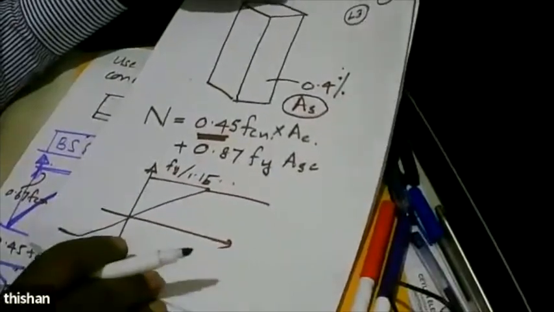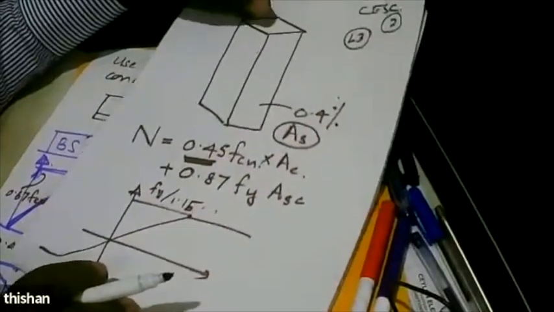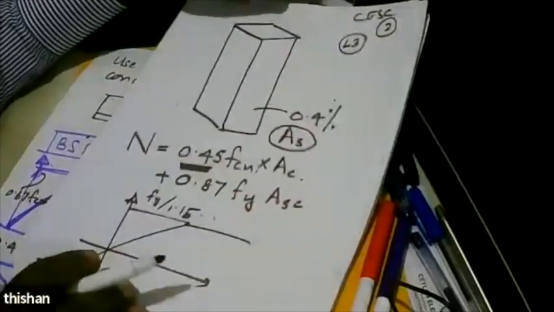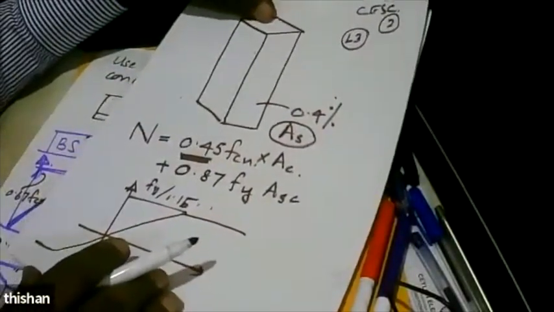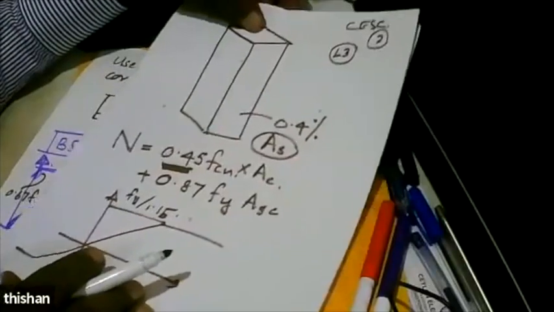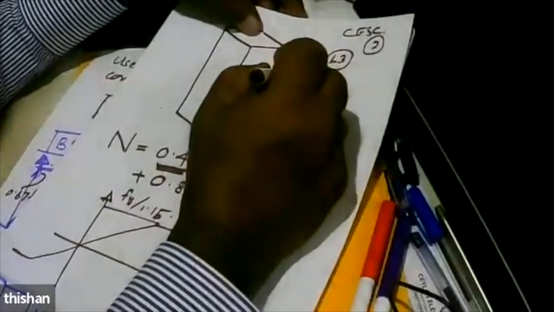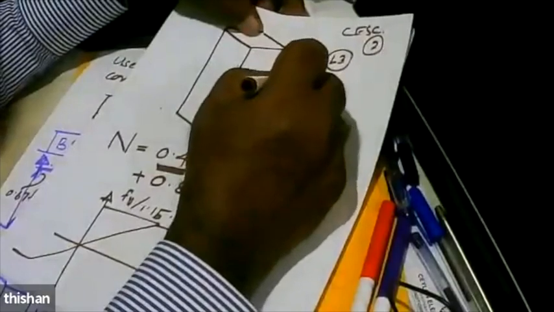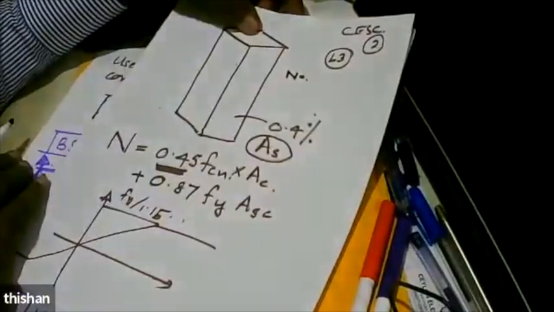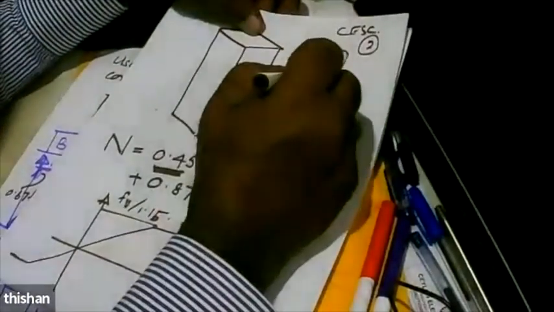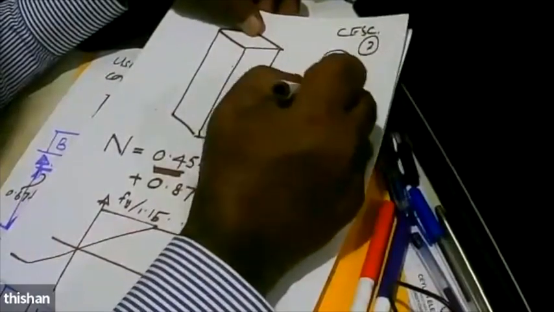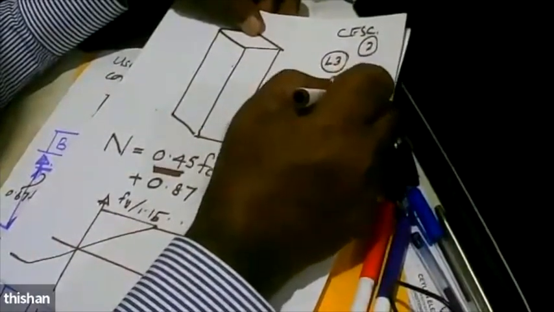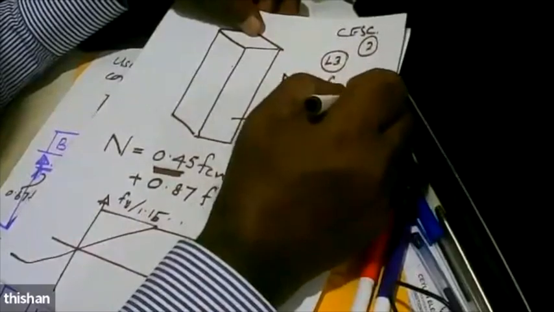Right. So now we have a simple equation. So what is the equation? N is equal to 0.45 FCU AC plus 0.87 FY AC. And then we say, if you are going to use this equation, don't use it that way. Reduce the capacity by 10%. So that means you get 0.4 FCU AC plus 0.75 FY AC.